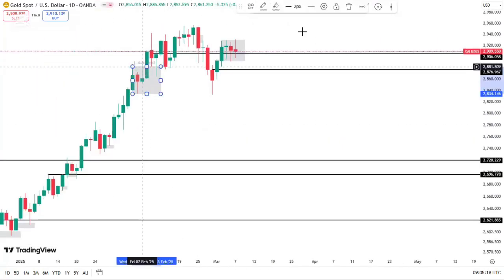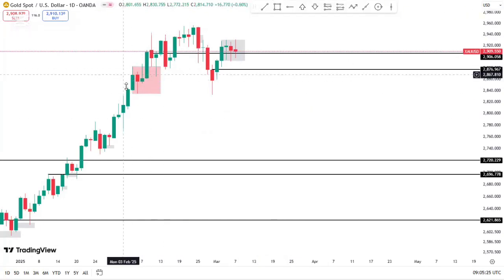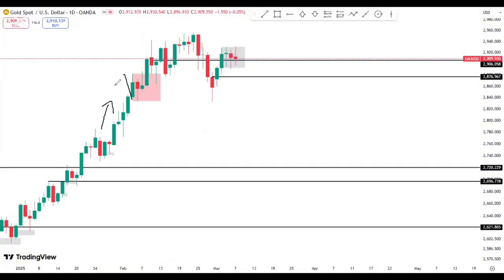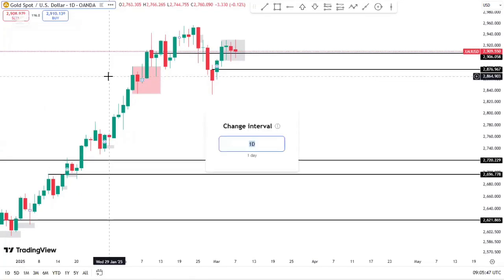Let me just change the color to verify that. This is the continuation pattern. Now, on daily time frame, look at how simple it is. Here the rally and the base and the rally as well, on daily time frame. Now you know what is actually happening, right? Then you move to a smaller time frame. Let's just go to 1 hour time frame.